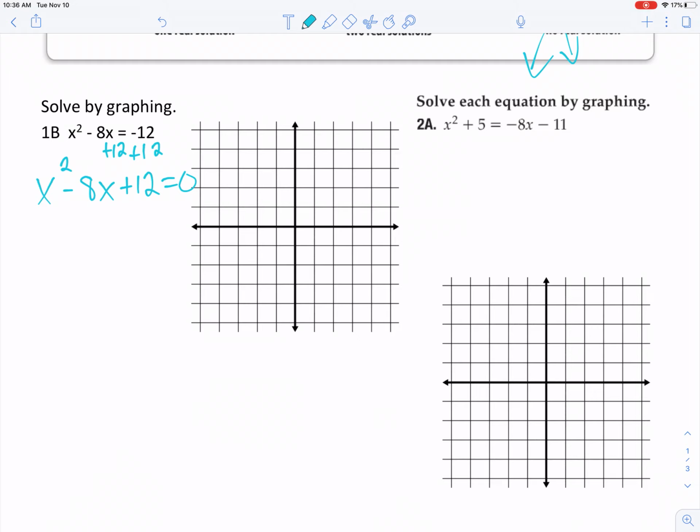So I'm going to start with my negative b over 2a to figure out where the middle of the table is. And my b is a negative 8 this time. And since there's not a number written, my a would be 1. So it's a positive 8 over 2, which is 4.